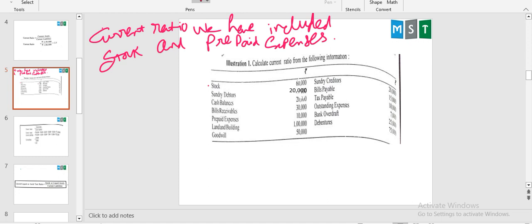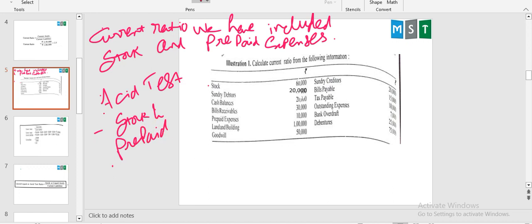But in the quick ratio or acid test ratio, stock and prepaid expenses will be excluded. We will not consider stock and prepaid expenses in the acid test ratio. Why is this? Because stock is not an immediately convertible form of cash. That is the argument. Only on this basis this acid test has been developed.